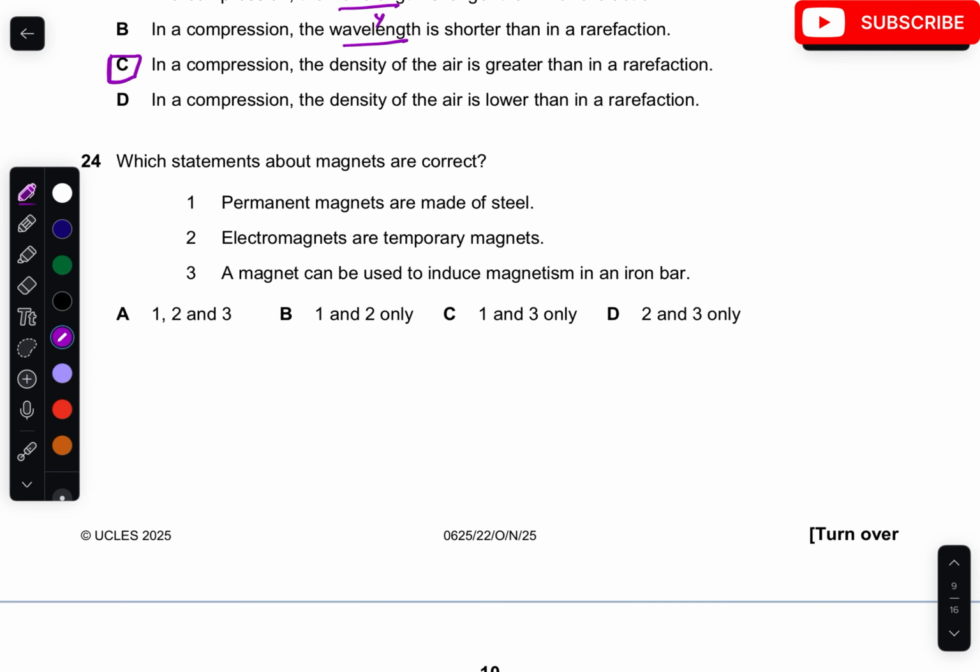Which statement about magnets is correct? Permanent magnets are made of steel, yes. Electromagnets are temporary magnets, yes. A magnet can be used to induce magnetism in an iron bar, yes. So all the statements are correct. So it's option A that is true.